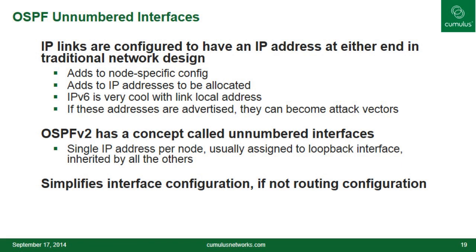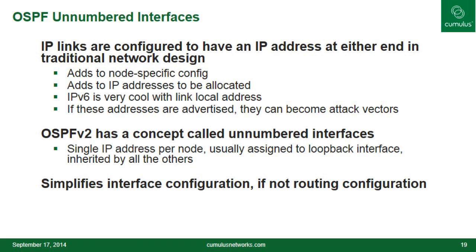In an IPv6 network, for example, link local addresses are used for routing pretty much everywhere. Another aspect of this is security. If you use numbered interfaces and these addresses are advertised, they can become attack vectors from the outside world. These are reasons why people also try to avoid using global addresses on interfaces. OSPF, like I said already, has a concept called unnumbered interfaces, and you can simplify it.